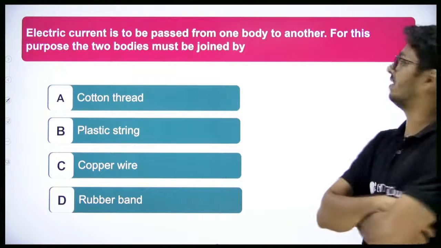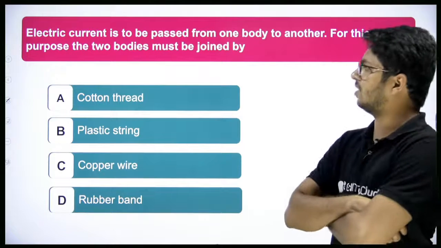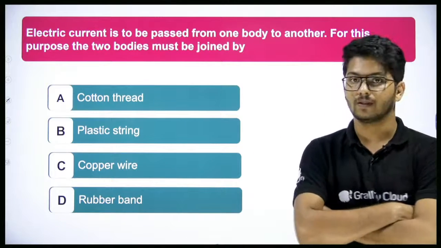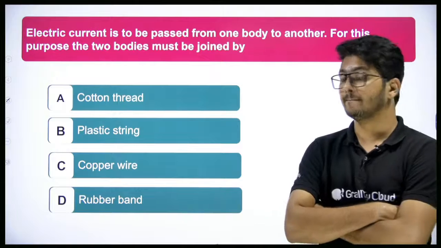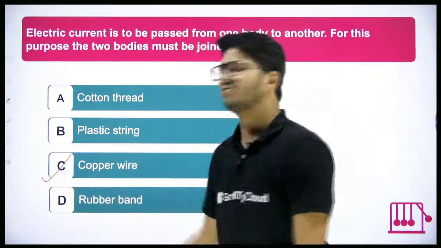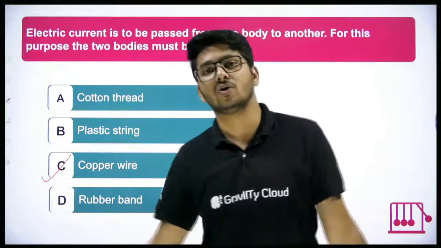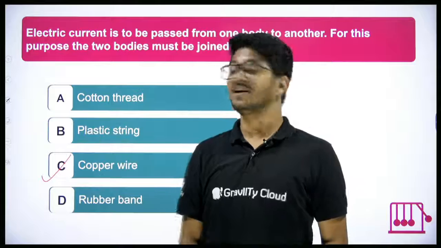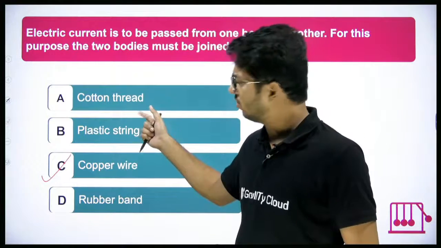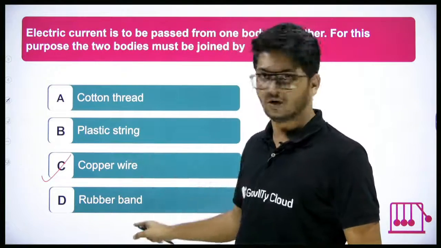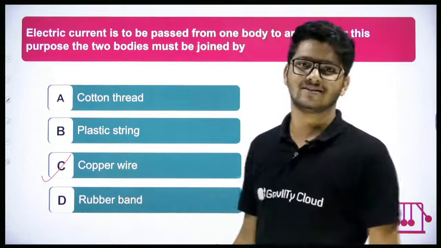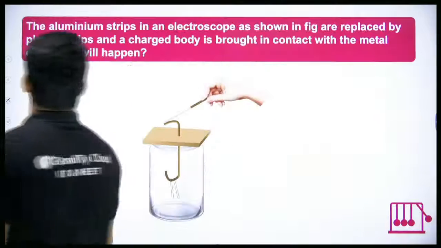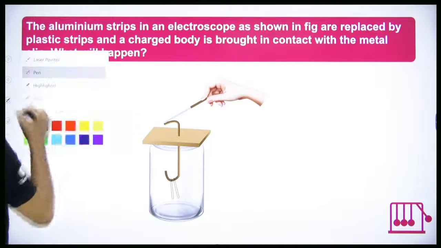Electric current is to be passed from one body to another. For this purpose, the two bodies must be joined by what? They have to be joined by? The answer is copper wire. Why? See, for charges to flow, for current to flow, it should be a conductor. And which of them is a conductor? Cotton? No. Plastic? No. Rubber? No. Copper? Yes. That is the reason. Okay? Good. Next.